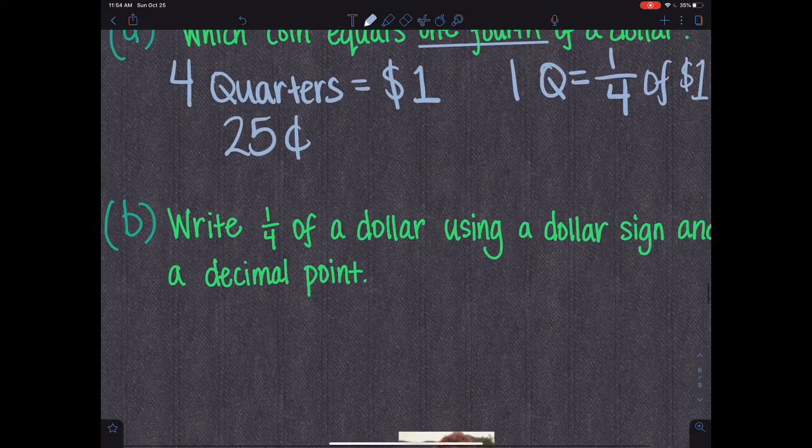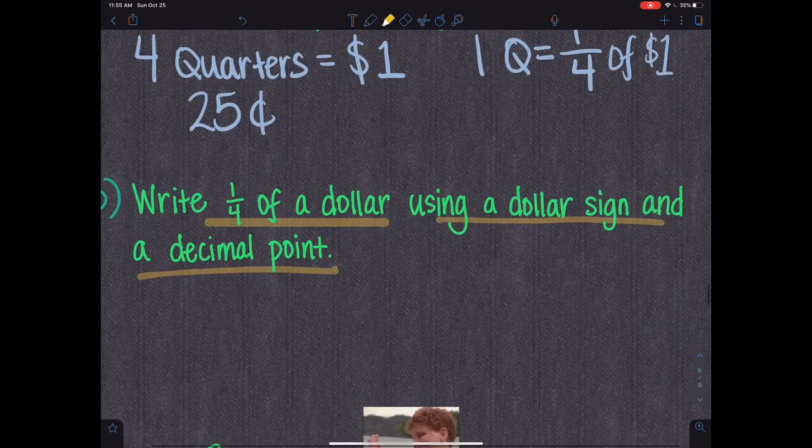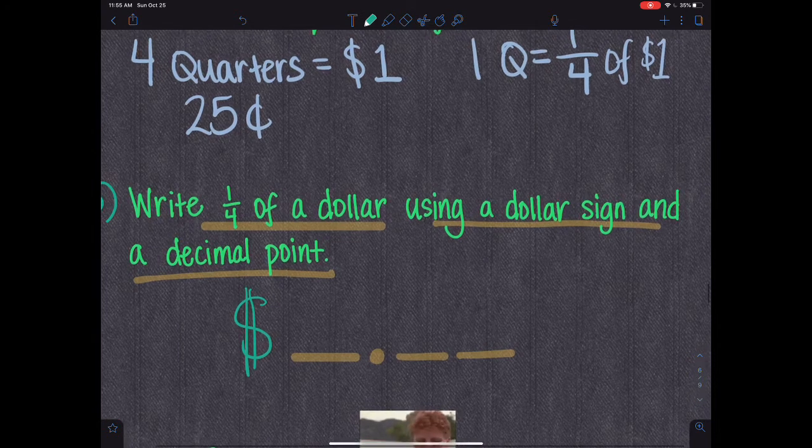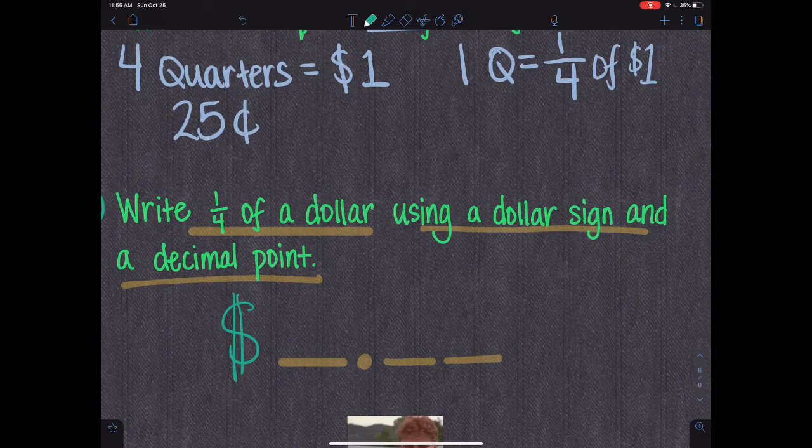Now, for part B, it wants us to figure this one out. Write 1/4 of $1 using a dollar sign and a decimal point. So they're saying if you go to the store and you've got this tag right here with a decimal point there, and it's actually a dollar sign out here, how would you write something that costs 1/4 of $1? Or how would you write something that costs 25 cents? So if it only costs 1/4 of $1, then the number here in the dollars place is going to be 0. What about the next number?